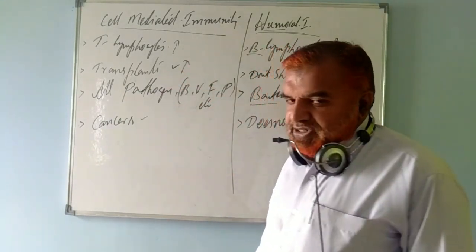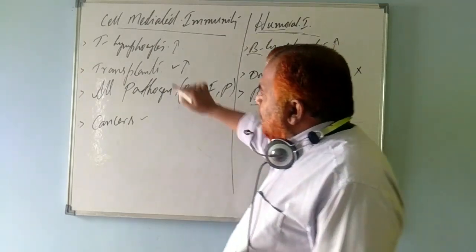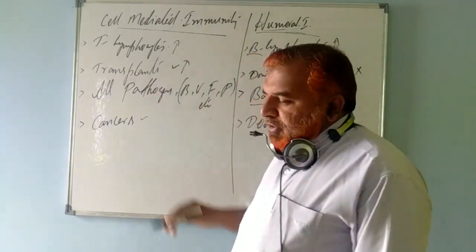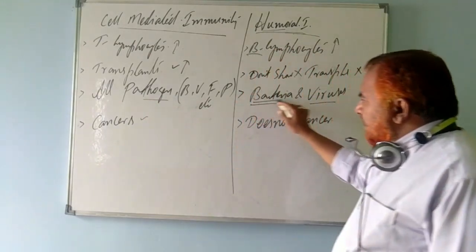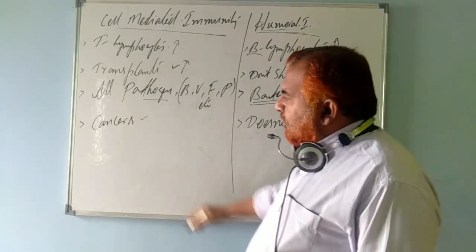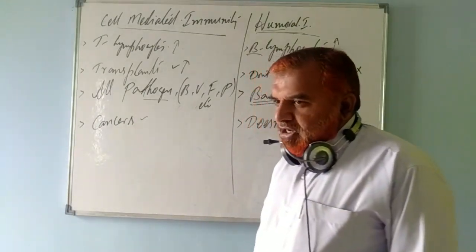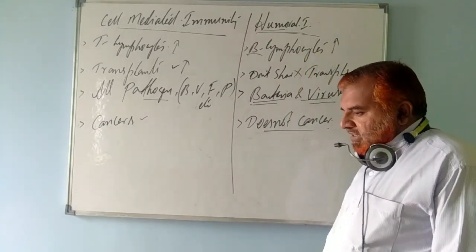Cell-mediated immunity shows immunity against transplants. Humoral immunity does not show immunity against transplants. Cell-mediated immunity produces immunity against all the pathogens and helps in the production of antibodies. Whereas humoral immunity is very specific, restricted only to pathogens like bacteria and viruses. Cell-mediated immunity shows immunity against formation of tumors and cancers, whereas humoral immunity does not show immunity against cancers and tumors.